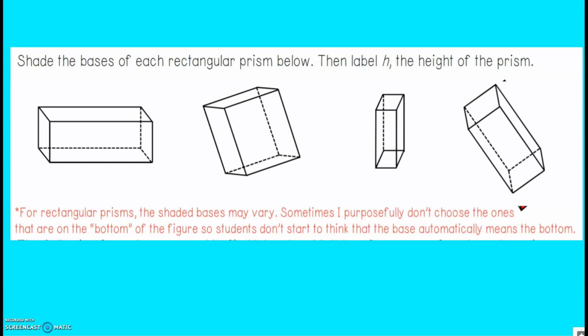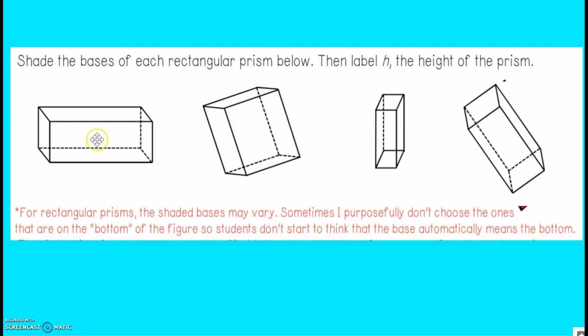So here we have a rectangular prism. I want you to pause for a second and shade in what you think would be the bases. I did put down there, for rectangular prisms, the shaded bases may vary. Sometimes I purposely don't choose the ones that are on the bottom of the figure, so students don't start to think that the base automatically means bottom. A base just has to be parallel to each other. So pause it if you want to try first.